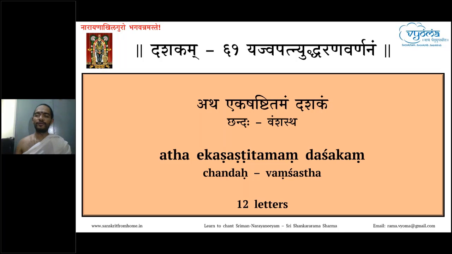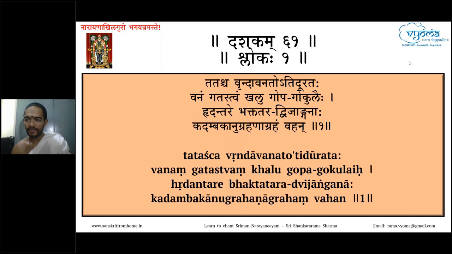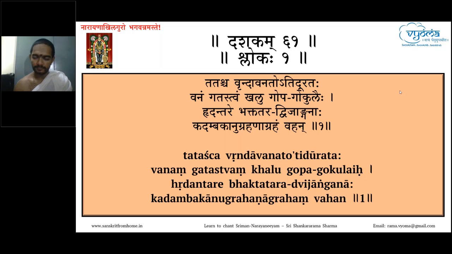We shall move into our usual Narayaneeyam, going into the 61st Dashakam. This is Yajvapatnyuddharanam. A beautiful episode where Krishna gives blessings to the Yajna Patnis. That episode is there in Vamshastha, 12 letters of Vamshastha, Rishita. There we shall start.